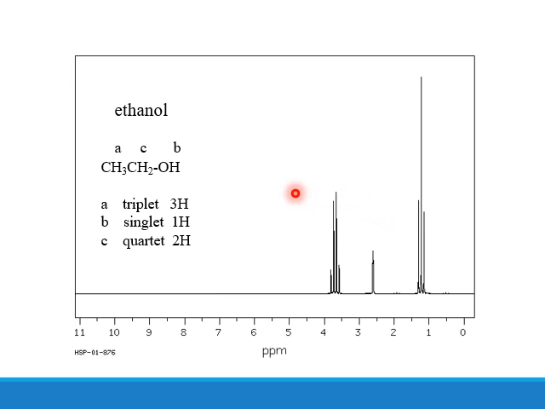So another one, ethanol. As I've mentioned about the alcohol group, the OH group will be a singlet and it will not split the neighbor hydrogens. But we have 2 other types of hydrogen based on the position to the OH group. So the first 3 hydrogens will be a triplet because of these 2 neighbor hydrogens, and these 2 hydrogens will be a quartet because of these 3 hydrogens.